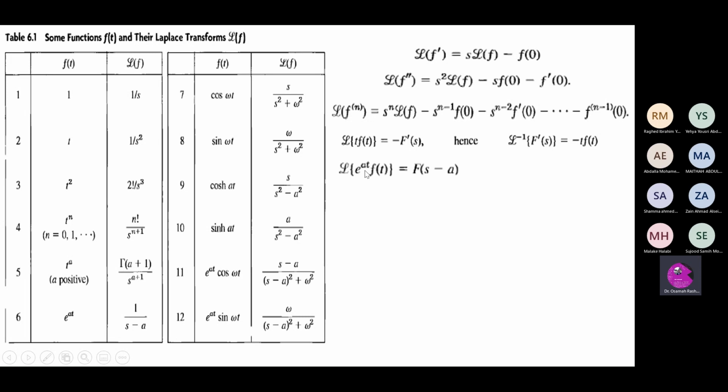Also, if we have a function multiplied by e to the at, we forget about e to the at for a little while and find the Laplace transform for f of t and replace s by s minus a, because we know the Laplace of f of t is a function of s. If f of t is multiplied by e to the at, we get F of s and replace s by s minus a.